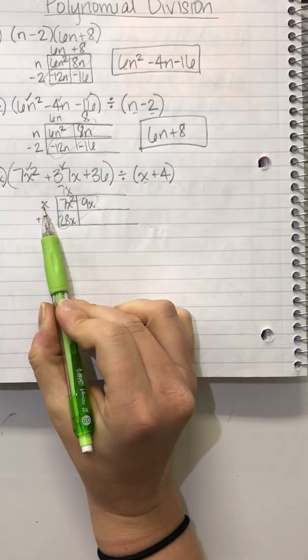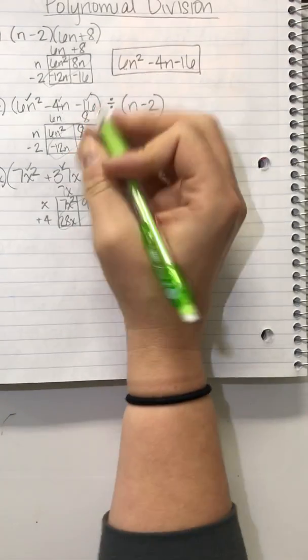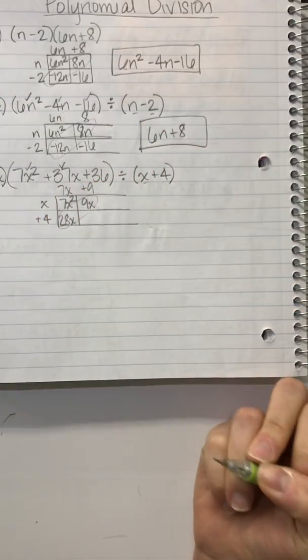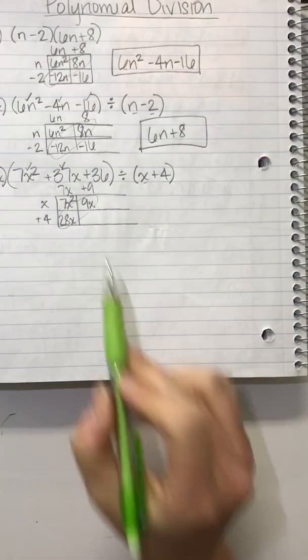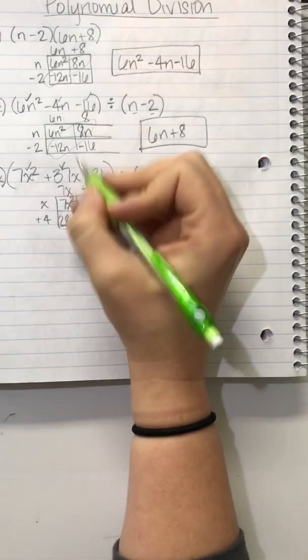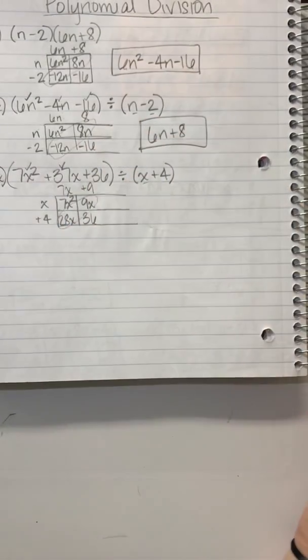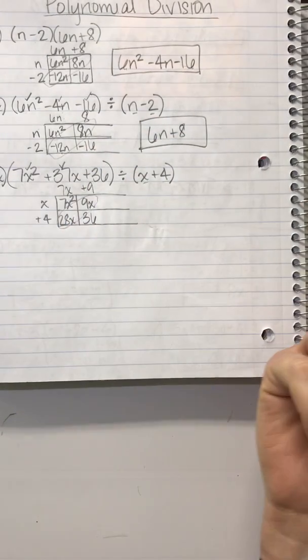Okay, well, how do I turn an x into a 9x? I need a positive 9. And so if that's a positive 9, what's it going to make this? 36. Do I want a 36? Yes. Miraculously, it works out nice and clean.